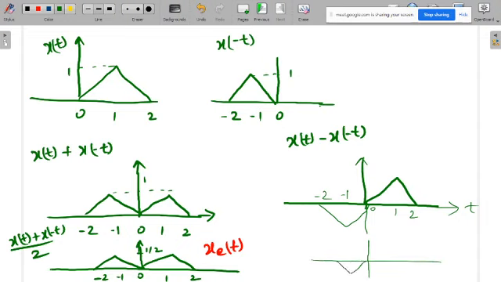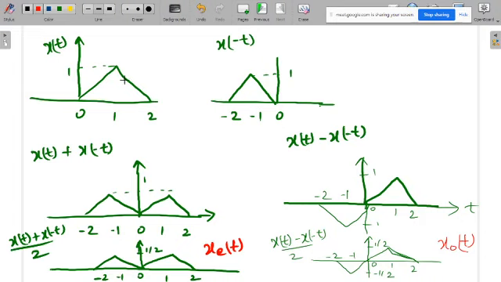Again the same triangular with the reduced amplitude. Minus 2, minus 1, 0, 1, 2. But what is the amplitude here? That is 1 by 2. Here minus 1 by 2, whereas in this case it is 1 and it is 1. So again we got the odd part of the signal, x of t minus x of minus t divided by 2. That is the odd part of the signal, xo of t.